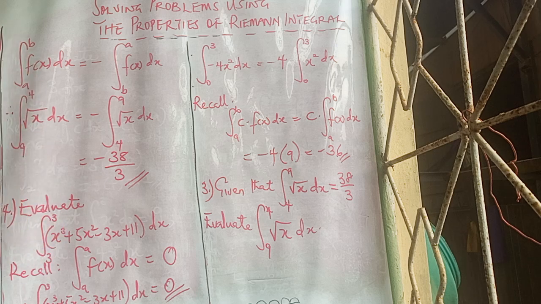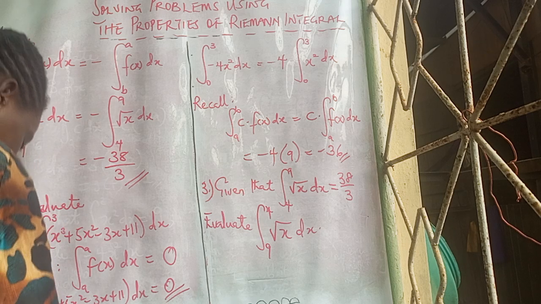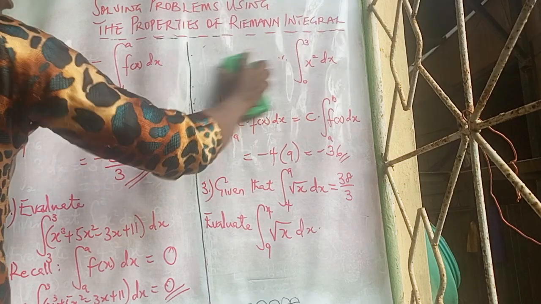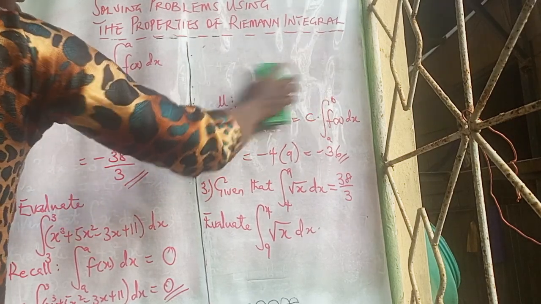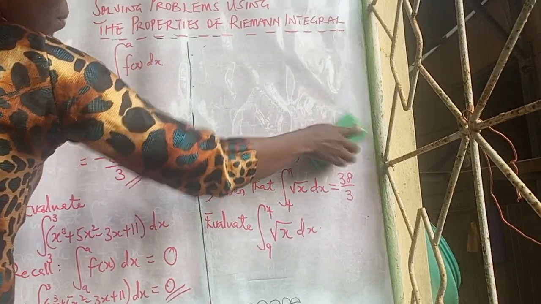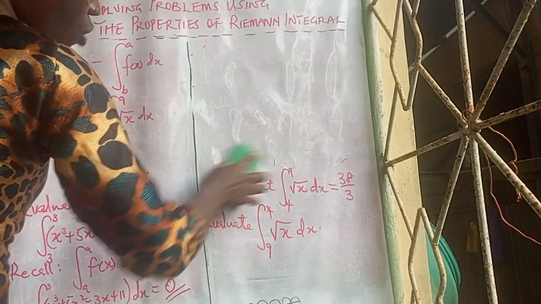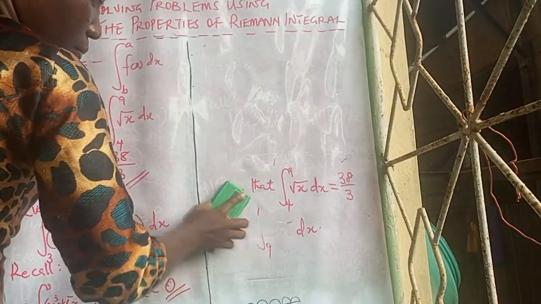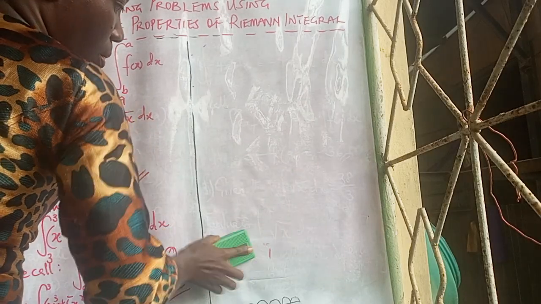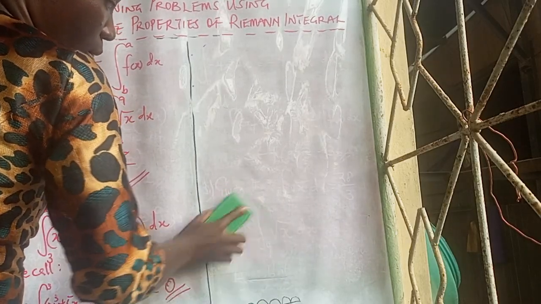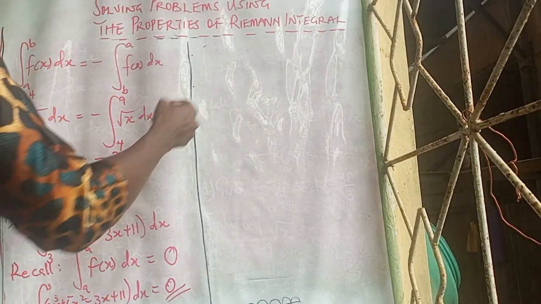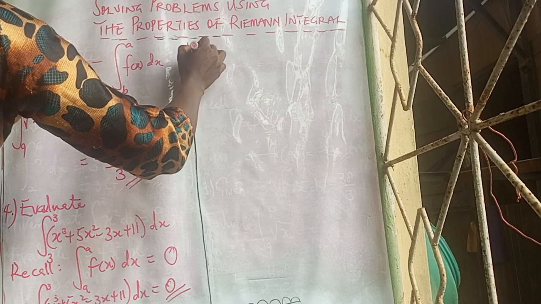As simple as that. You want to look at the addition and subtraction rule in the properties of Riemann integral. The addition and subtraction property. Let's see how we make use of that in solving problems. That's the fifth one.